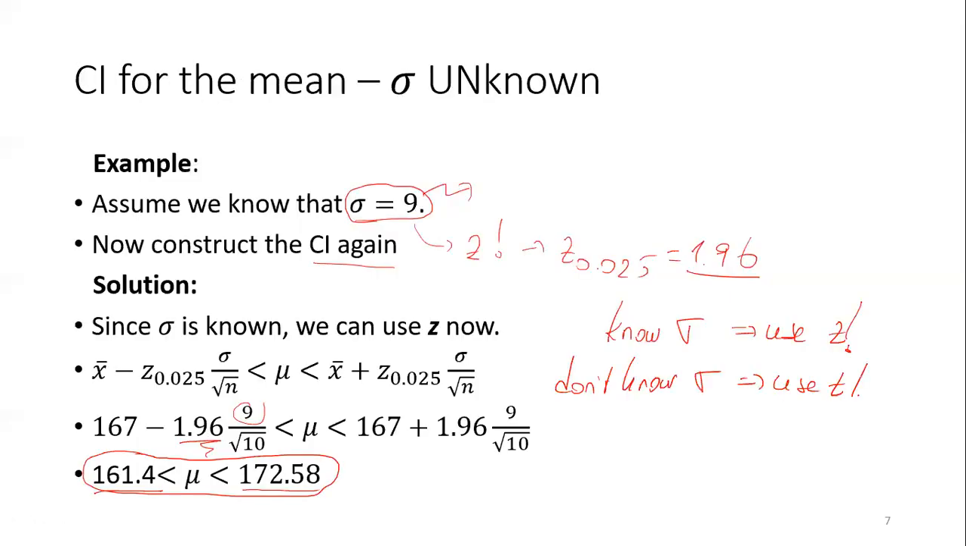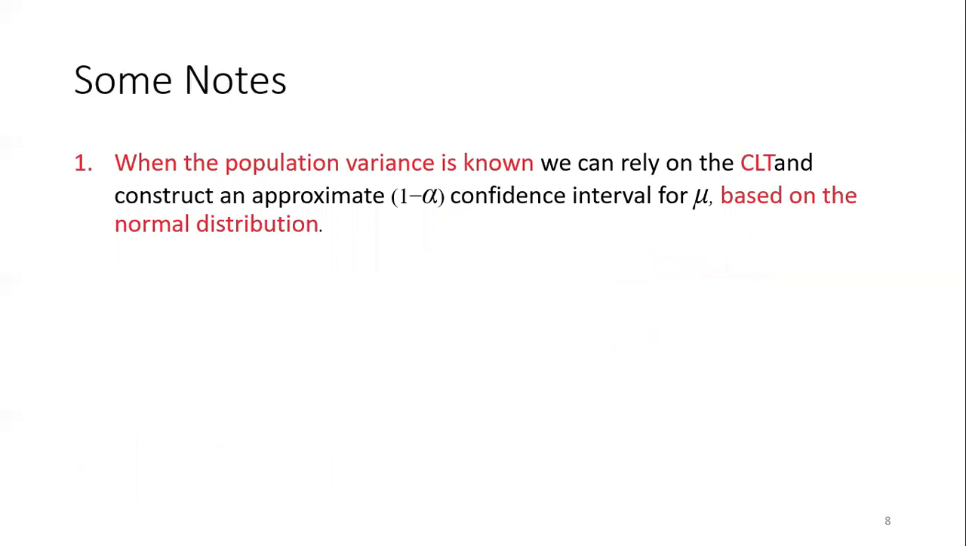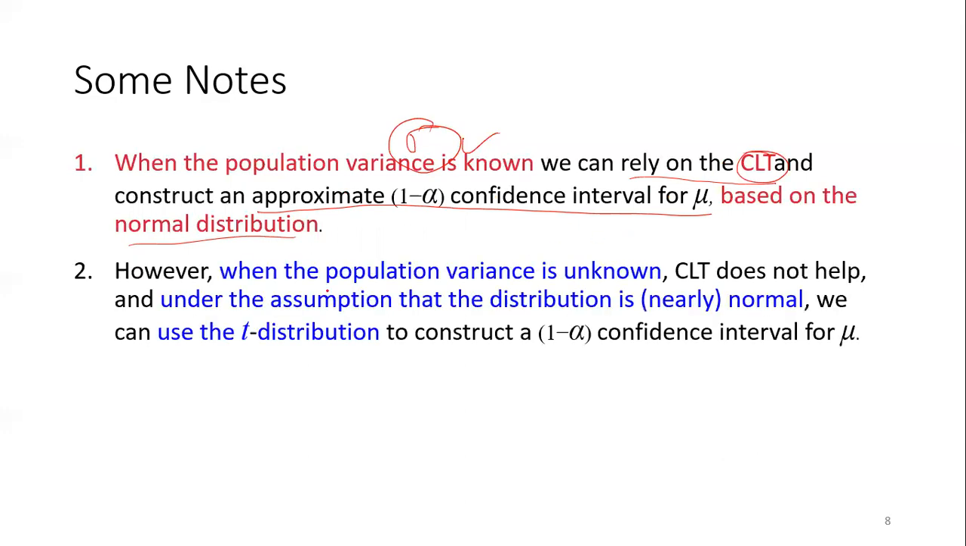Okay. Well, here are some notes. When the population variance is known, so sigma squared is known, we can rely on the central limit theorem. So this is the thing that we have just written in the previous slide, and just construct the approximate confidence interval for mu based on the normal distribution, okay? So if you know sigma, then using the central limit theorem, you can just use z and construct your confidence interval. However, when the population variance is unknown, when you don't know sigma, okay?